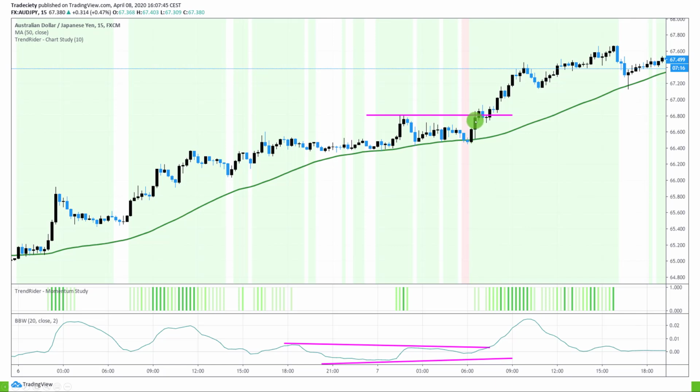At this point, the trend rider is already here giving you the green light, and you have the breakout as well. And then you can see it moves higher until the background color of the trend rider changes, or the market moves back into the moving average. So very, very effective tool.